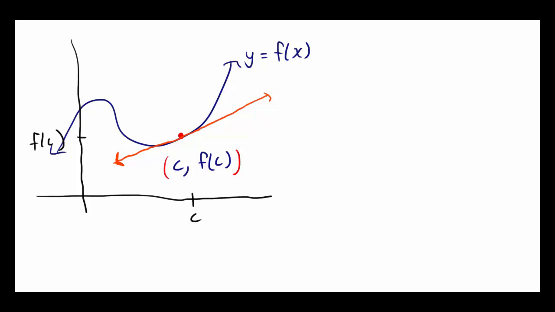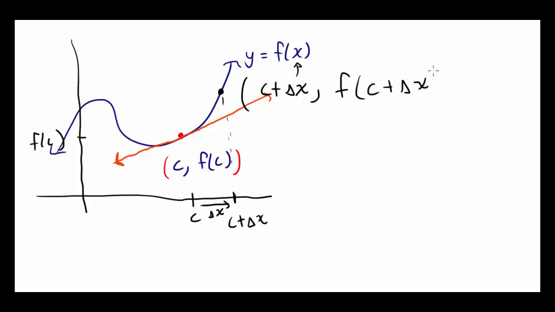Now, how can we do that mathematically? Well, we can think of this point as having x coordinate of c plus delta x. Delta x is how much we have moved away from c. Now, what's going to be the y coordinate of this point? The x coordinate is c plus delta x. The y coordinate is the thing you get when you plug c plus delta x into f of x. So the y coordinate is going to be f of c plus delta x.